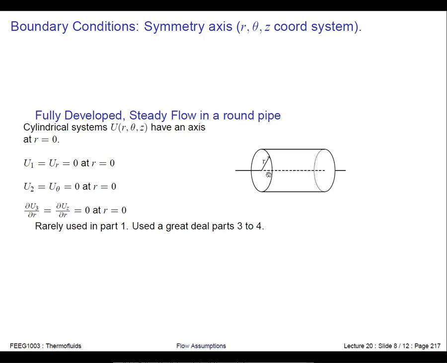it's a bit like the planar boundary in the sense that you can't have any flow through the axis. The second one is that there cannot be any swirl on the center line. This would give an infinite angular momentum. And much like the planar boundary, the gradient of the axial velocity with respect to r is 0 at r equals 0. With these boundary conditions you can do the integrals and work out the things that you need.